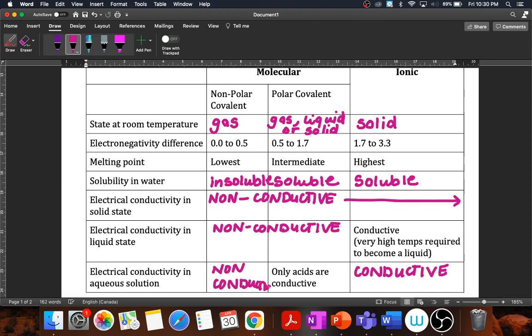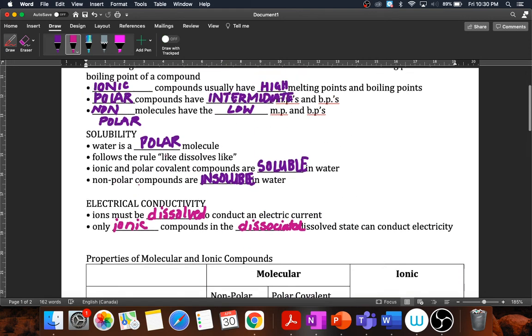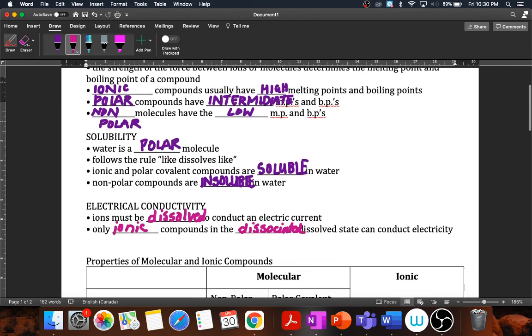Okay, so that's a very brief summary of all of the different properties that we're going to talk about that are related to the intermolecular forces. All right.